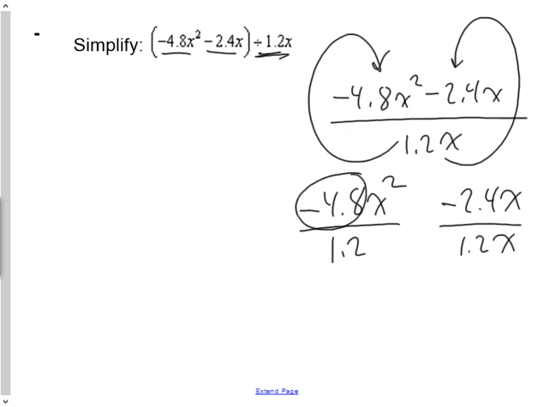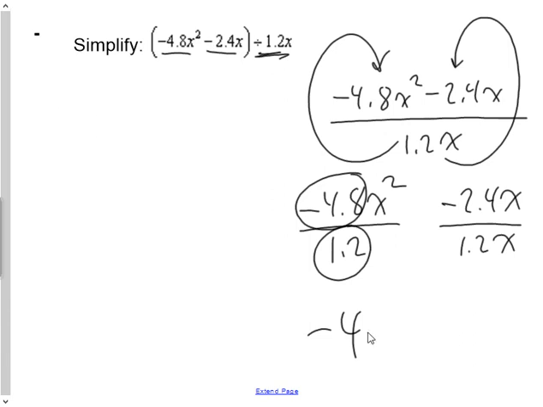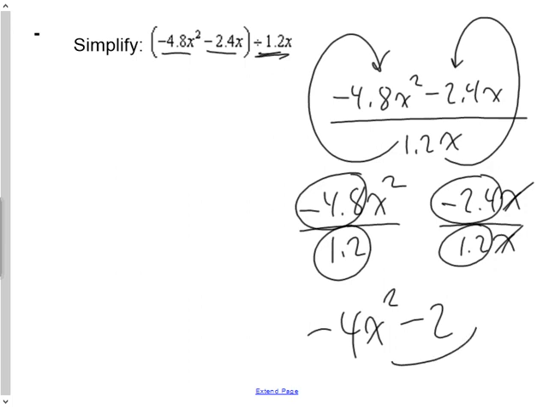So -4.8 divided by 1.2 is -4. Just to make sure with my calculator, 4.8 divided by 1.2 equals 4. A negative divided by positive is a negative. X squared will stay there. And the second one is -2.4 divided by the coefficient of 1.2, which will be -2. X divided by x will cancel each other out. So when I simplify it, I end up with this binomial, -4x squared minus 2. No, not x squared. I forgot the x over here. Oopsie daisy. That's x. X squared is not going to be there. So the answer is -4x minus 2.